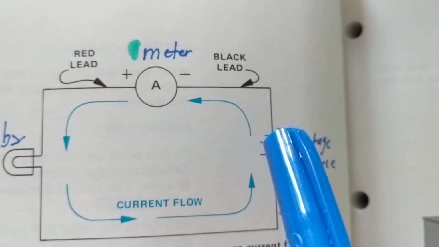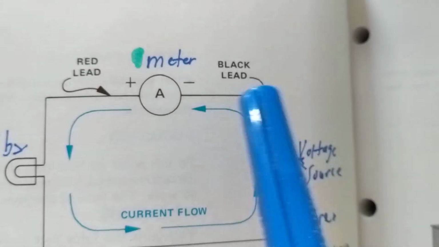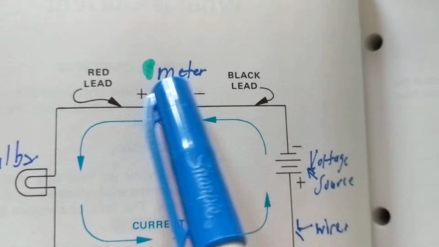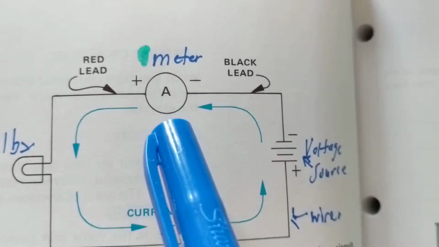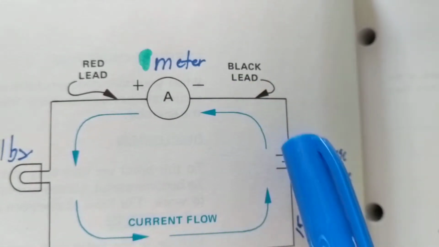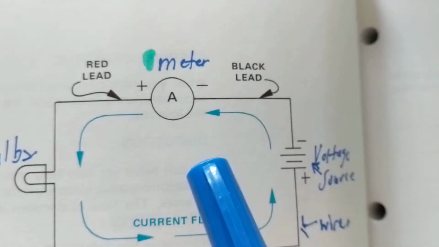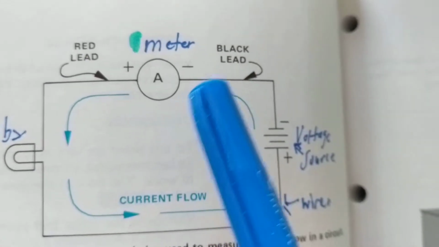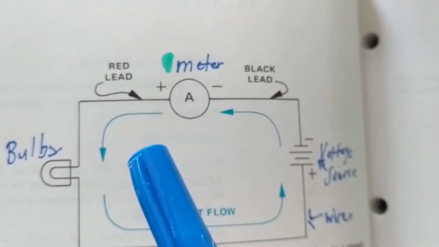When it comes to polarity, the minus of the battery has to be connected to the minus of the ammeter. Again, if this would be positive over here, then this would have to be positive. They always have to match. Of course, if there's a minus, that means there's a plus.